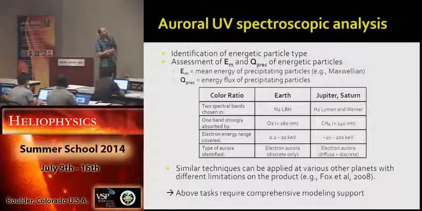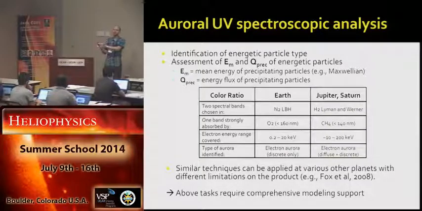Okay, so at Earth, for example, you might use the N2 LBH bands. At Jupiter and Saturn and outer planets, you would use the H2 Lyman-Werner bands. And basically what you do is you look at different spectral windows across these spectral bands. Some of those windows will be absorbed by O2 at Earth or methane at Saturn or Jupiter.